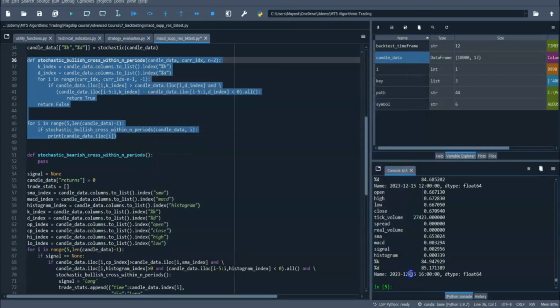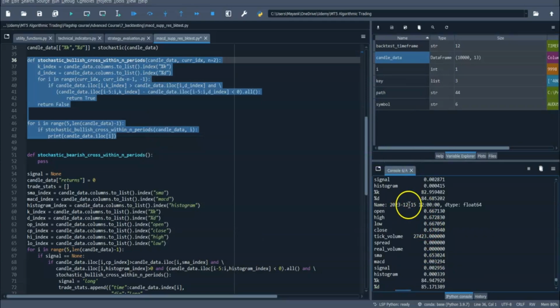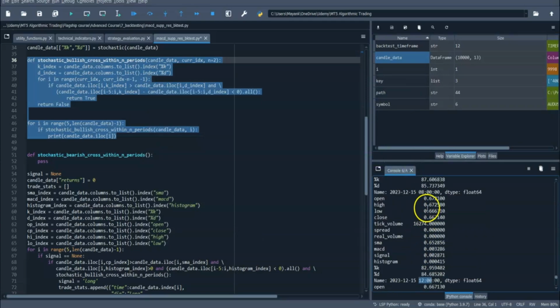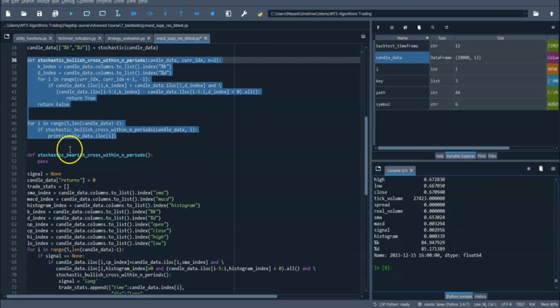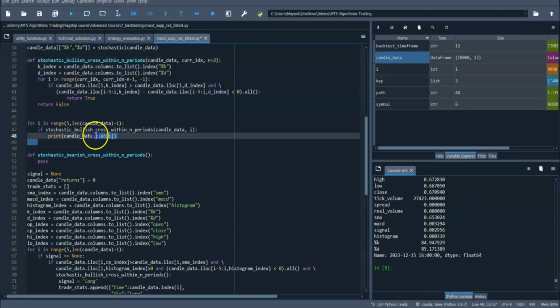So let's confirm it. 15 December 2023, 4 p.m., right? Likewise, 15 December 2023, noon is also a positive signal. And this is the actual candle where the crossover took place. So obviously, we will get this as well. So the function is doing what it is expected to do. That is a great thing.